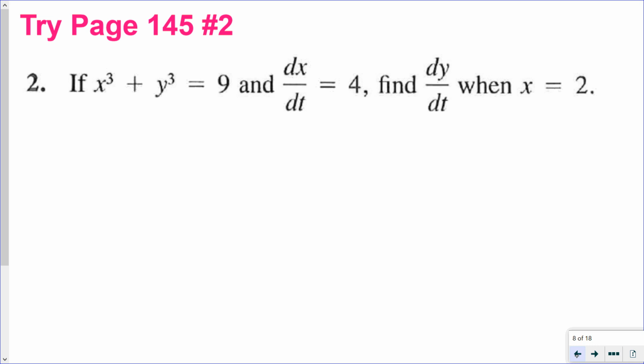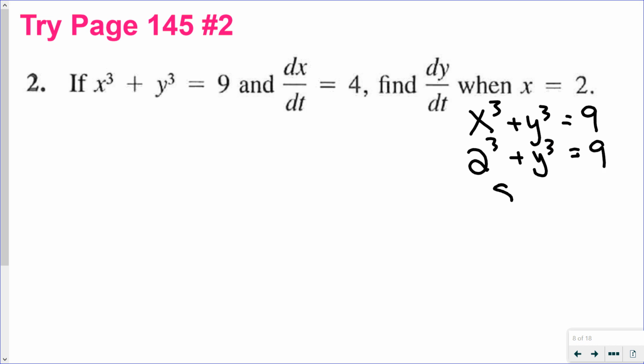So again, I'm anticipating a problem. I'm probably going to have to find out what y is because there's only one thing I'm not allowed to know. So before I take the derivative, let's do that. So I've got x cubed plus y cubed equals 9. And I know x is 2, so that's 2 cubed plus y cubed equals 9. And 2 cubed is 8. So subtract 8 from both sides, and y cubed equals 1. Take the cube root, and now y is 1. So now I only have one thing that I don't know.